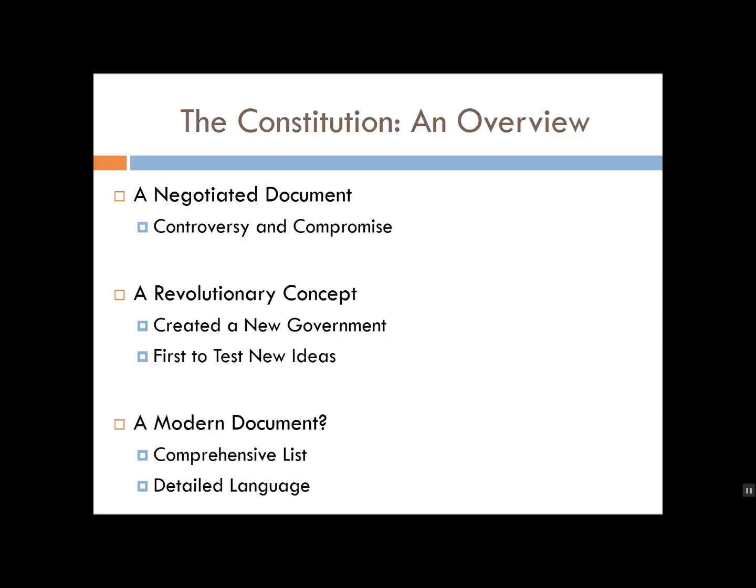The solution then is to compromise. If anything is going to get done, you have to have a little give and take. In this way, the Constitution can be characterized again as a negotiated document. It is a product of controversy and compromise. If you want an example of this, look at the Great Compromise discussed by your textbook. So, this is the first general characteristic of the Constitution as a whole that I want you to be familiar with. Again, it is a negotiated document.